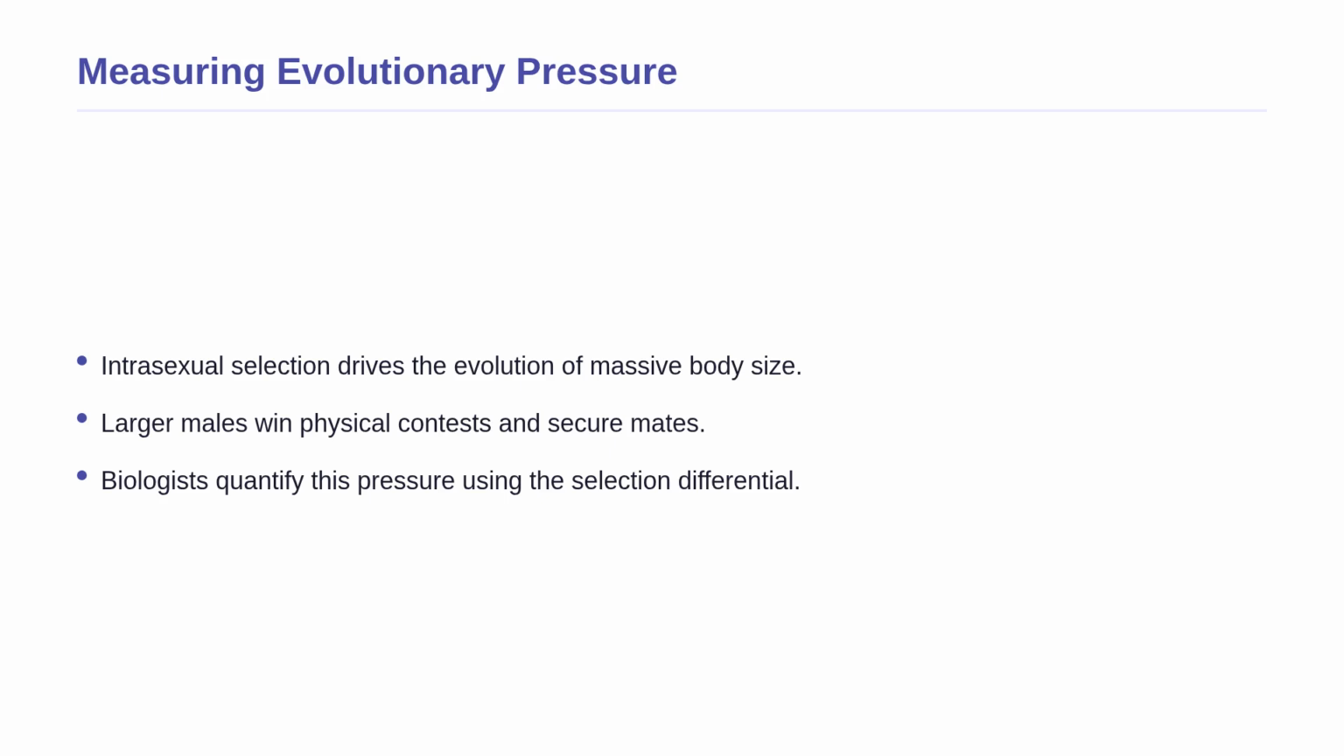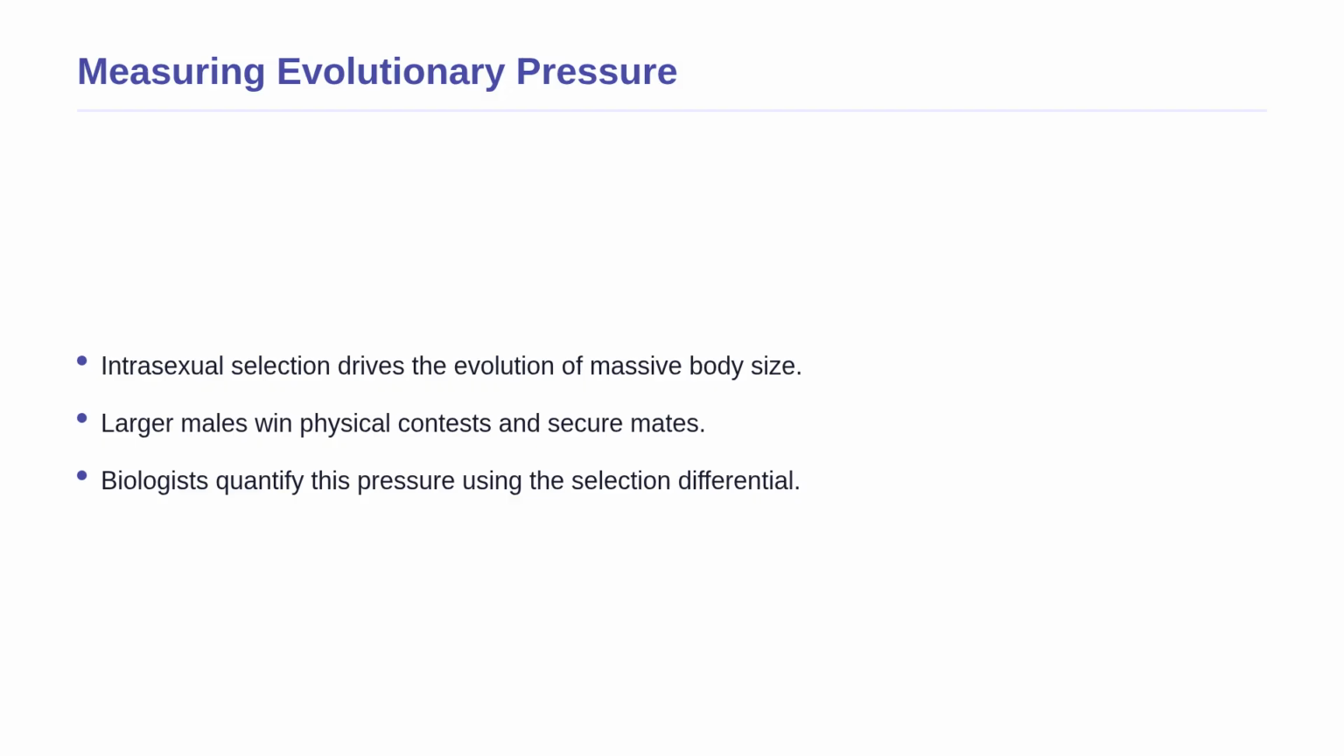Now that we have visualized intersexual selection, let us shift our focus back to intrasexual selection, where males physically fight. In species like elephant seals, this type of selection drives the evolution of massive body size, simply because larger males win the physical contests and get to mate. But how do biologists actually measure the strength of this evolutionary force?